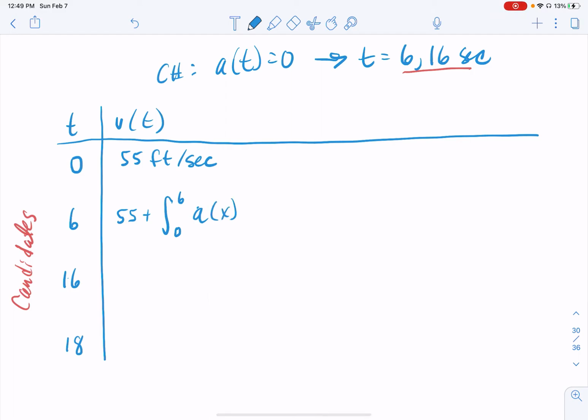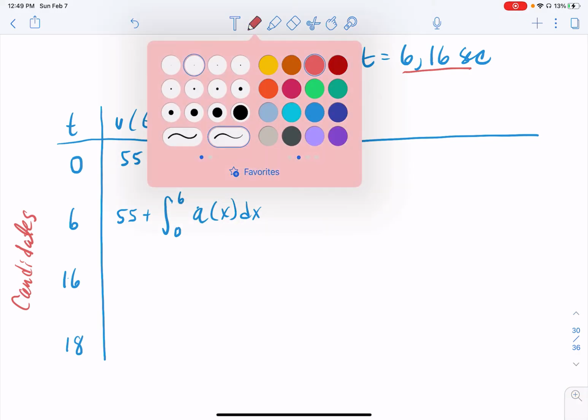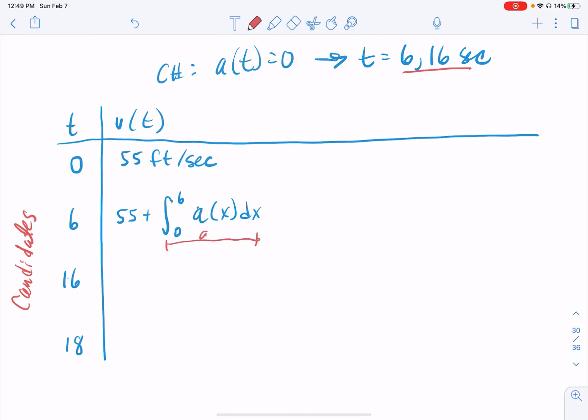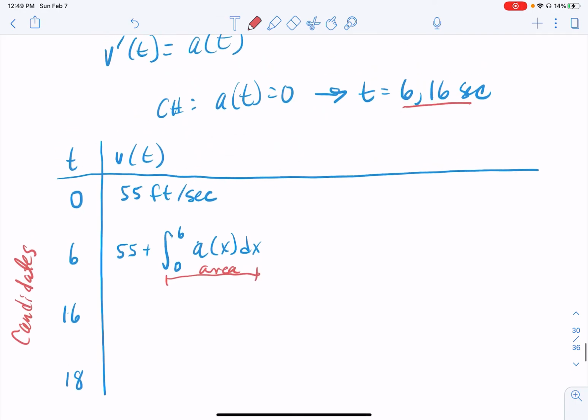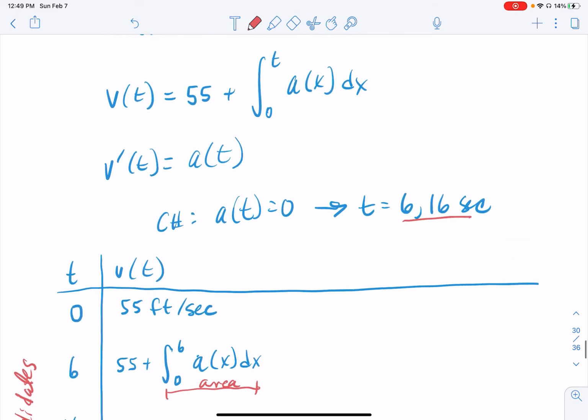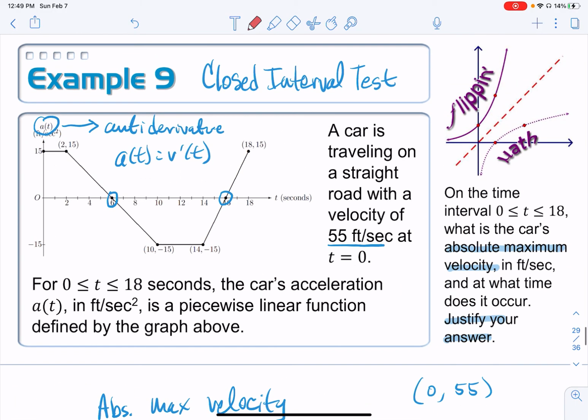Actually, it was a of x, wasn't it? dx. Okay, just like we did in the previous example, this part right here we're going to get as area. So this is area underneath that graph. So if I come back over here from 0 to 6, let's take a look. From 0 to 6, it looks like a trapezoid. You can break that up as a rectangle and a triangle if you want to, or just a trapezoid and find its area. I'm going to do it as a trapezoid.